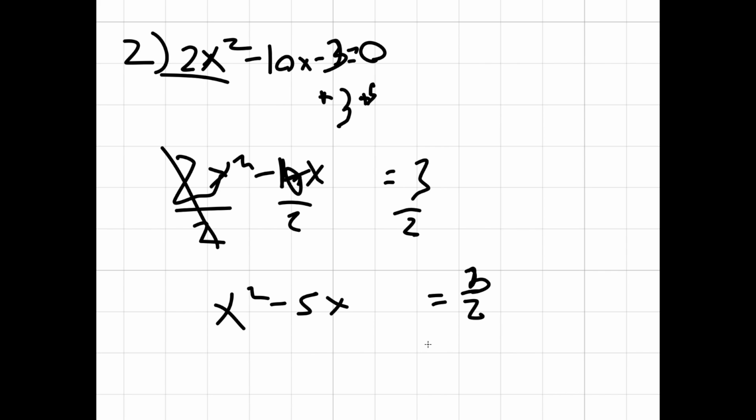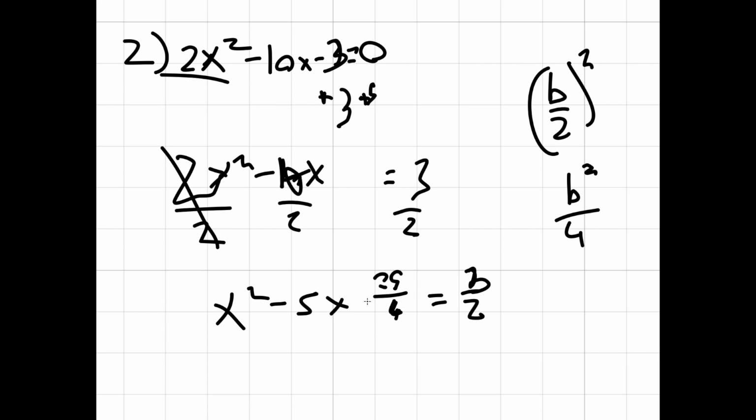Now the next step is always the same. We add b squared over 4 to both sides. So we add 5 squared over 4, b squared over 4, or b over 2 squared, right? We can distribute it, so we get b squared over 4. So we can do that here. We get 25 over 4, and that's in simplest form. And we have to add that.